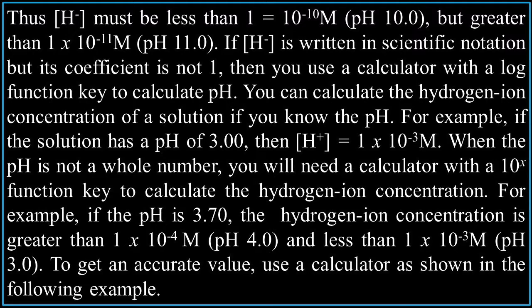For example, if the pH is 3.70, the hydrogen ion concentration is greater than 1 times 10 to the negative 4 molar, or a pH of 4, and less than 1 times 10 to the negative 3 molar, a pH of 3. To get an accurate value, use a calculator as shown in the following example, which is actually not here, but in the textbook.